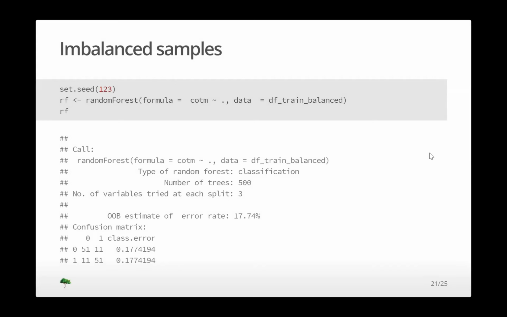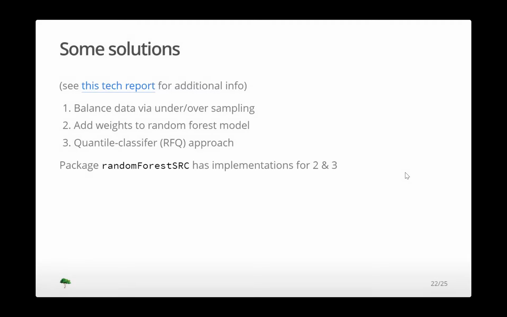So in this case, one of the options is to create a balanced data set. You can do this by under- and oversampling. You can select a random sample of the people who don't have the case of the Mondays to match the same number as the people who have a case of the Mondays. That would be undersampling. You can oversample. You can also add weights to a random forest model.